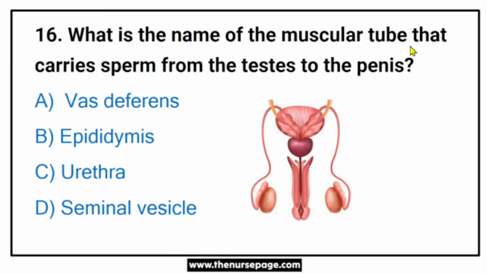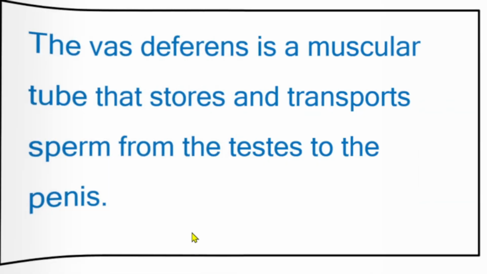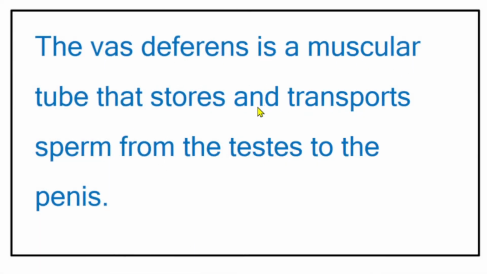What is the name of the muscular tube that carries sperm from testis to the penis? So this is a testis. So from here the sperms are produced, then it carries them to the penis. So that tube name is asked in the question. So which one? Vas deferens, epididymis, urethra, seminal vesicle. Correct answer is vas deferens. The vas deferens is a muscular tube that stores and transfers sperm from testis to the penis.